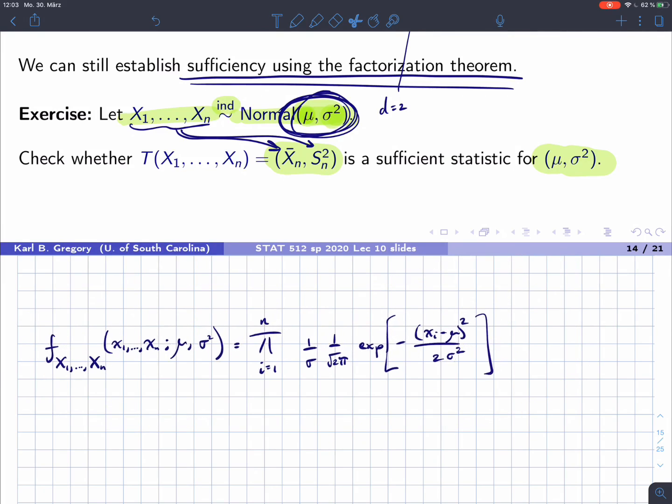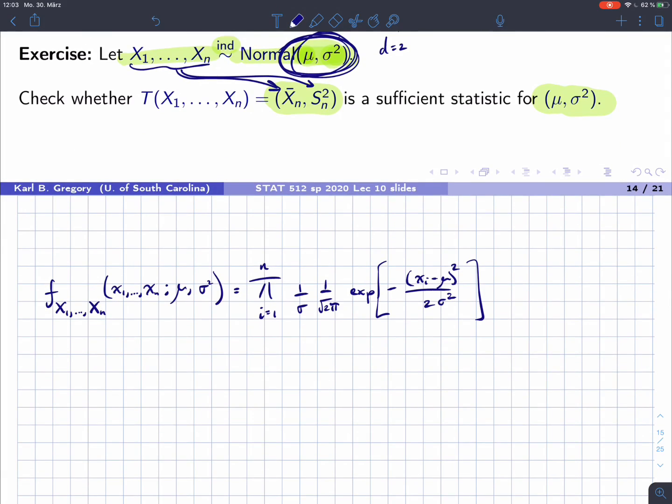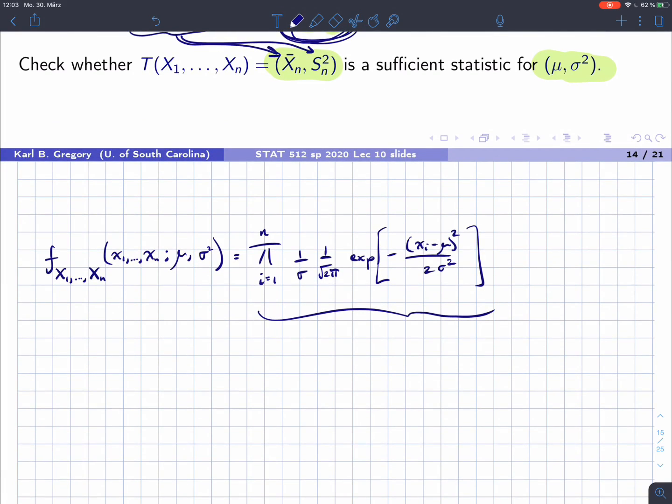And so what I want to do now in order to use the factorization theorem is show that I can factorize this into the product of a function of x bar and s squared and the parameters, times just some function which does not contain the parameters. So let's see if we can manipulate this until I get something like x bar and s squared appearing.